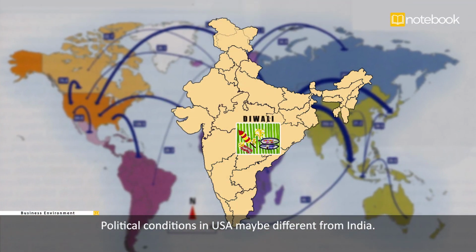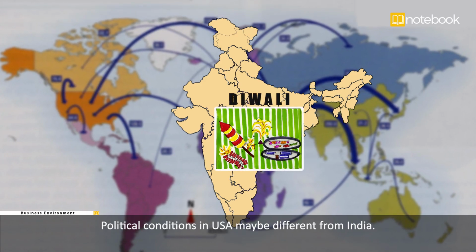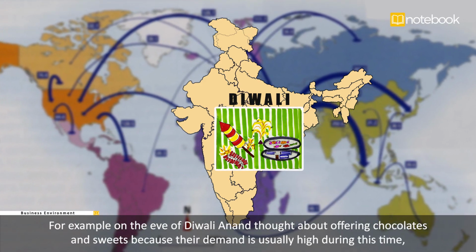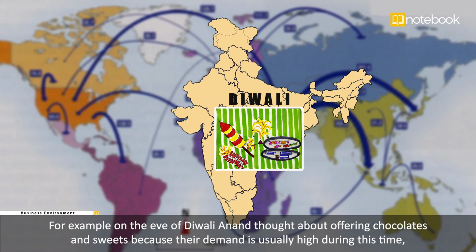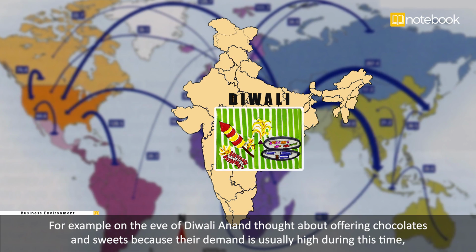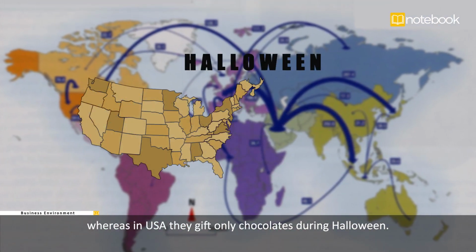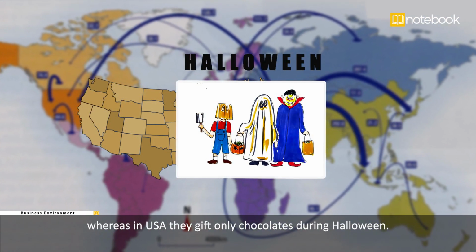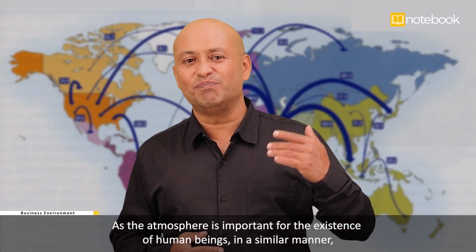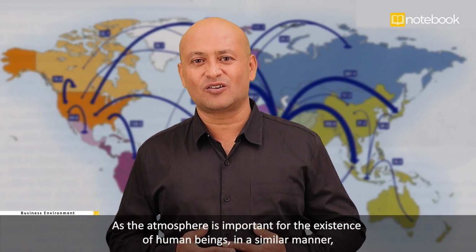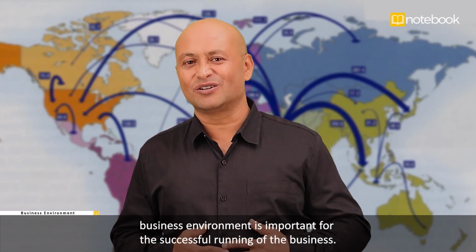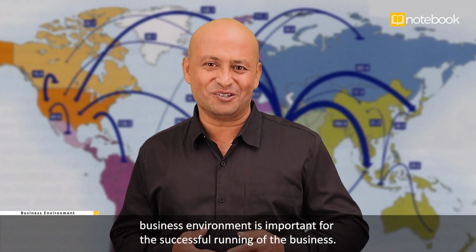Relativity. Business environment is relative in concept, since it differs from country to country, and from region to region. Political conditions in USA may be different from India. For example, on the eve of Diwali, Anand thought about offering chocolates and sweets because their demand is usually high during this time, whereas in USA they gift only chocolates during Halloween. As the atmosphere is important for the existence of human beings, in a similar manner, business environment is important for the successful running of the business.